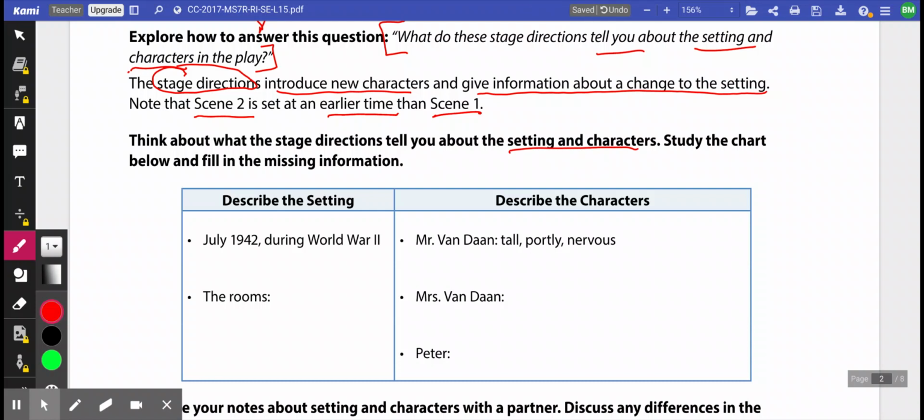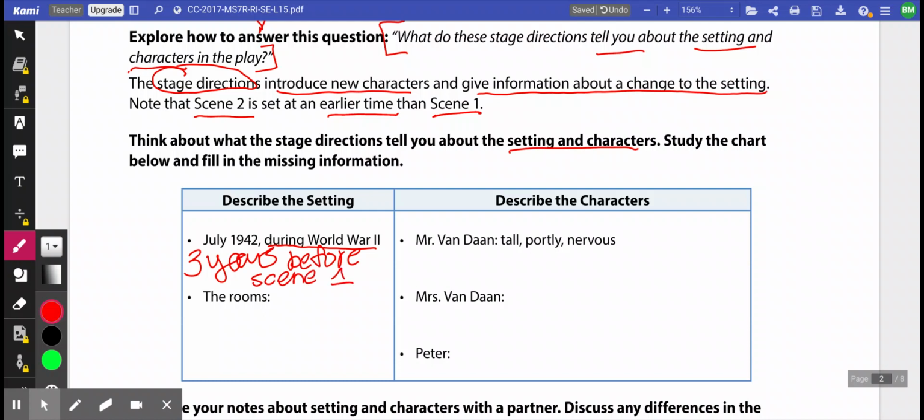Well, our setting, based on what we read and we underlined, is that it's in July 1942, which happens to be during World War II. Okay. Now, we also know, and I'm going to make a note, that this was 3 years before scene one.